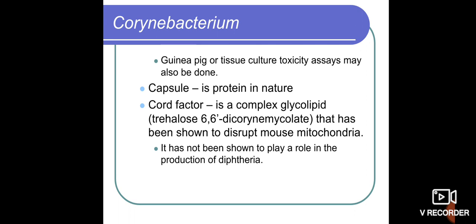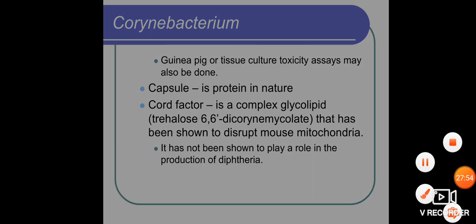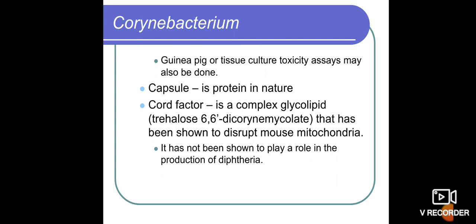Next test. Sometimes it may be used as a toxicity test or a virulence test in animals also. That is called the Schick test, a virulence test. So we will take the guinea pig, or the tissue culture toxicity assay can also be done. Capsule is protein in nature, and cord factor is a complex glycolipid that has been shown to disturb the mouse mitochondria. It has also been shown to play a role in the production of diphtheria.